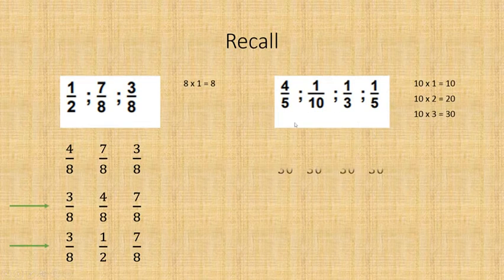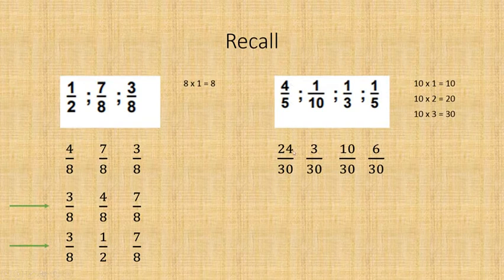So let's change it. To change this 5 into 30, I will multiply by 6. But whatever you do to the bottom, again, you have to do to the top. So times 6 down and up, it's going to be 24 over 30. And here times 3 up and down, so it's going to be 3 over 30. And here times 10 down and up, so it's going to be 10 over 30. And here times 6 down and up, so it's going to be 6 over 30.